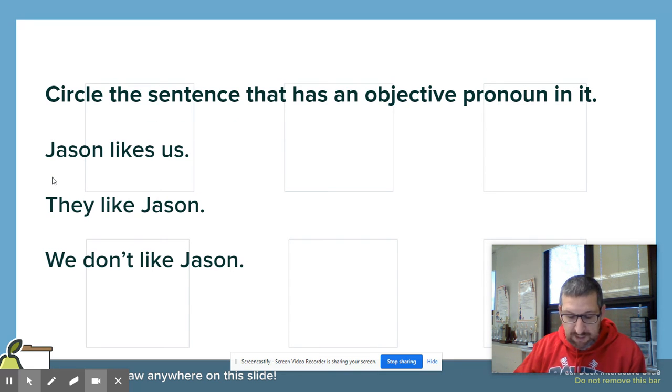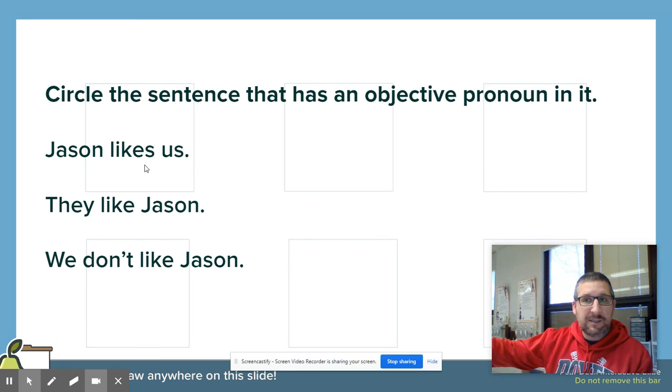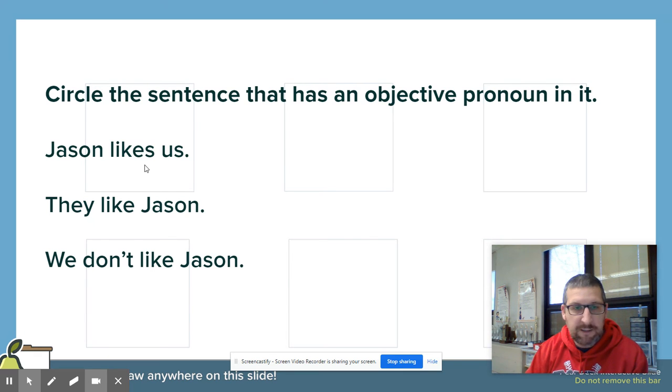What about the one with the objective pronoun in it? Jason likes us, they like Jason, or we don't like Jason. Again, pause and think about it. Okay, the answer is us. That's the object. So what that means is Jason likes us. Who does Jason like? Jason likes us. Us is the object of Jason's liking. We're the object of the verb in that case.